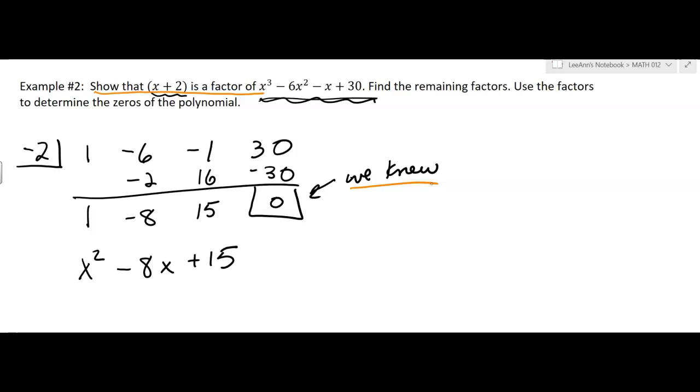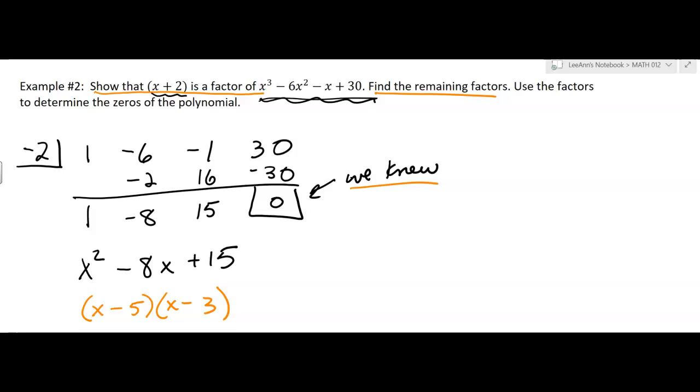Now we got to find the remaining factors. So we can find those by factoring this polynomial we have. And it factors into x minus 5 and x minus 3. So that one nicely factors for us. And then it says use the factors to determine the zeros of the polynomial.